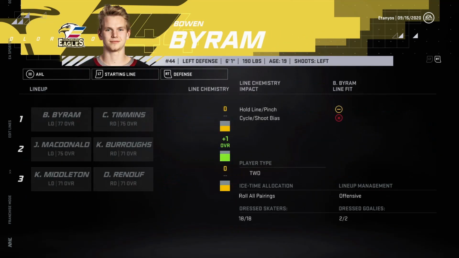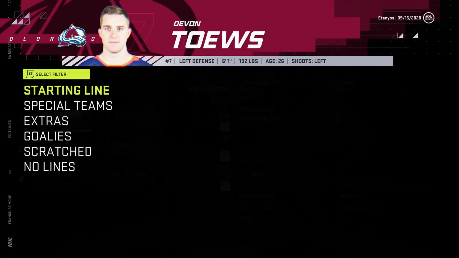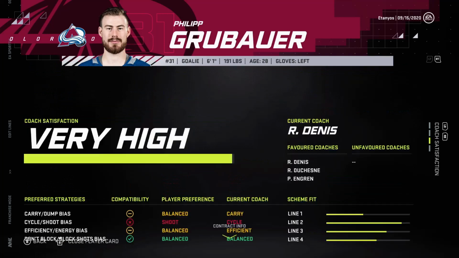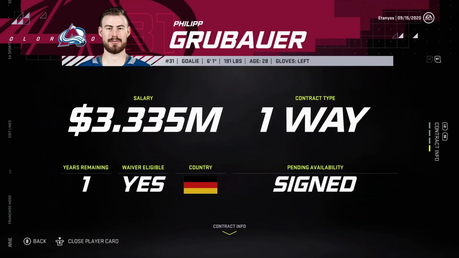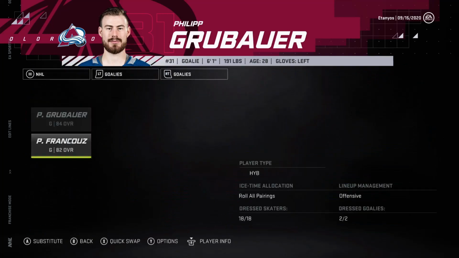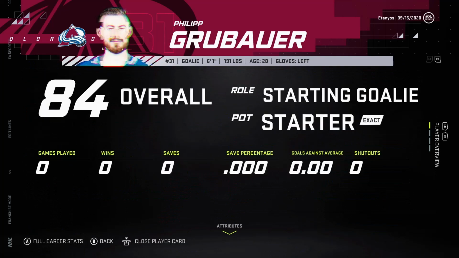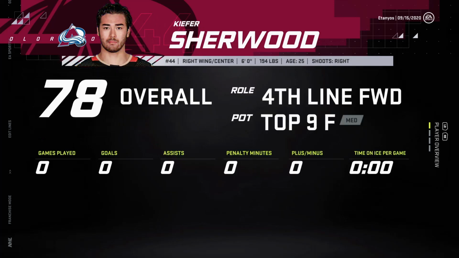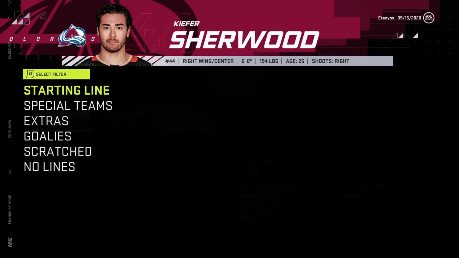But the shoot is an issue on Bowen Byram. Anyways, that's just kind of me going off on a rant on chemistry. That's not actually sticking to the script. And don't worry about goalie chemistry. They're always going to fit based on their role rather than their chemistry. There's literally no goalie chemistry, so that is fine. I really hope EA doesn't add goalie chemistry because that would make no sense.